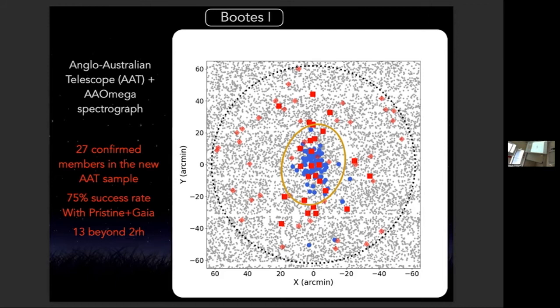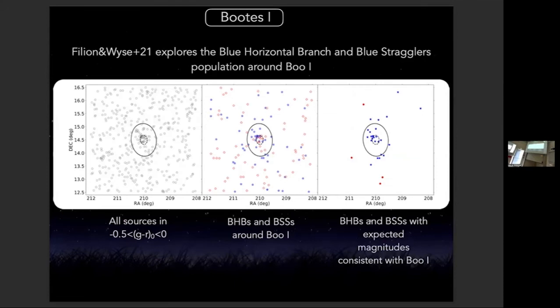But before going into the kinematics, you might notice that even though we went fishing in a circle, there's a preferential axis where the members are found, which is more elliptical than what the system is supposed to be when you look at very deep data, again from the CFHT. And that's something that Waller and collaborators also found last year when they looked at BHB, blue horizontal branch, and blue straggler stars around Boötes 1. In the right panel, you see BHBs and blue stragglers, which have more or less the expected magnitudes of Boötes 1, and you retrieve this extended structure along the major axis of Boötes 1.